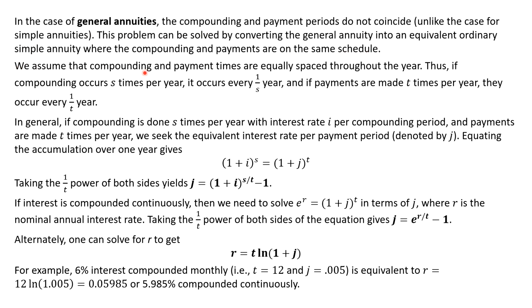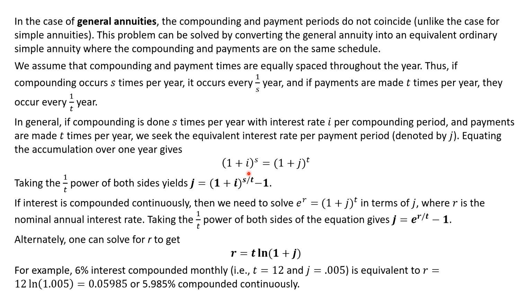If we assume that compounding and payment times are equally spaced throughout the year, thus if compounding occurs S times per year, it occurs every 1 over S years. And if payments are made T times per year, they occur every 1 over T years. In general, if compounding is done S times per year with interest rate I per compounding period, and payments are made T times per year, we seek the equivalent interest rate per payment period, denoted by J.